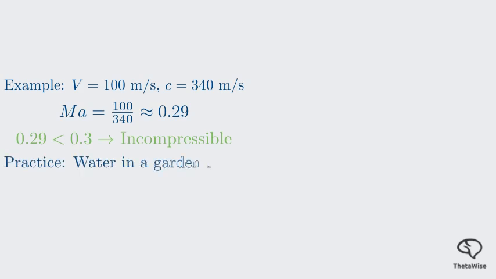Think about this. Is the water inside your garden hose an example of internal or external flow? It is an internal flow. The fluid is bounded by the hose walls.